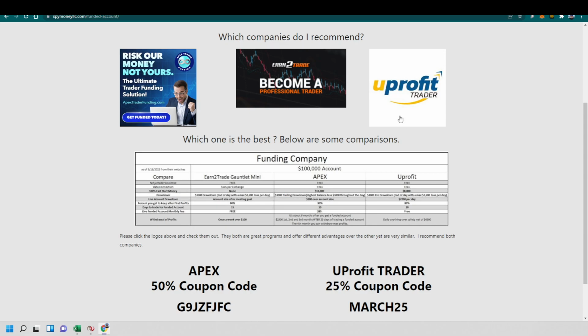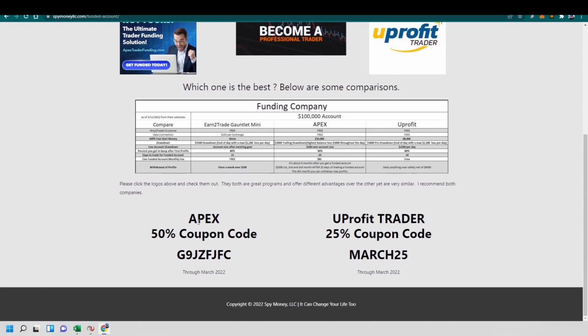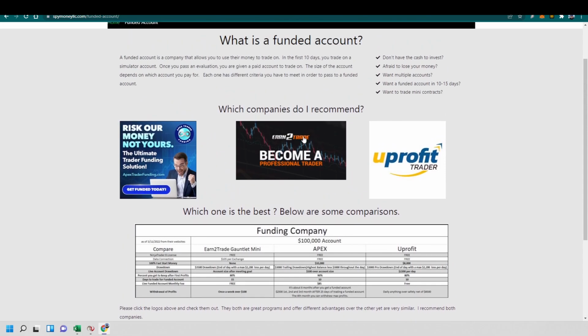If you're looking for fast money, these 2 right here work really well. And if you have any questions, just let me know. But for the most part, all 3 of these are very good companies. It just really kind of depends on what your goal is. We do have 2 coupons down here, the Apex through the end of this month and the U-Profit through this month. We do not have any discounts on the Earn to Trade.